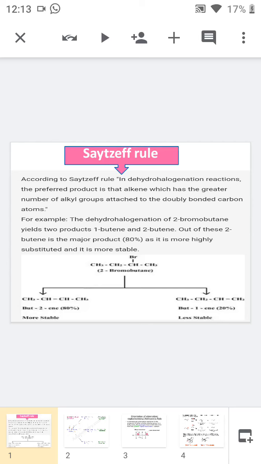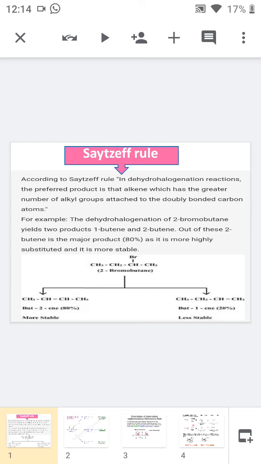Good afternoon, everybody. Today we will discuss the next topic, that is Saytzeff's rule. According to Saytzeff's rule, which is usually used in elimination reactions, in dehydrohalogenation reactions the preferred product is the alkene which has the greater number of alkyl groups attached to the doubly bonded carbon atom.